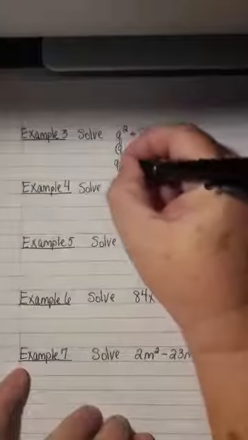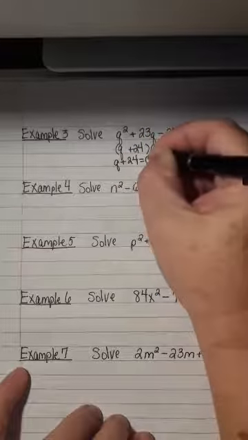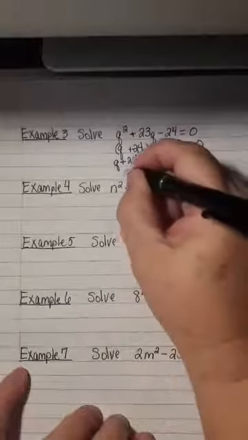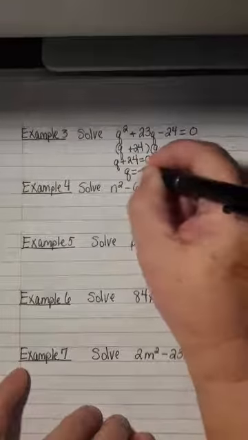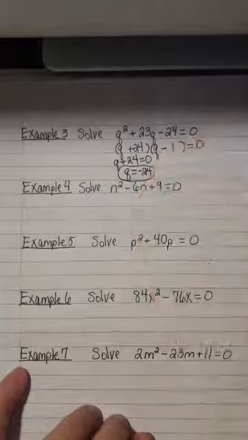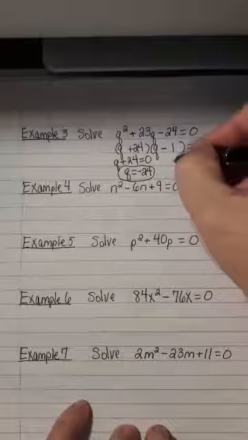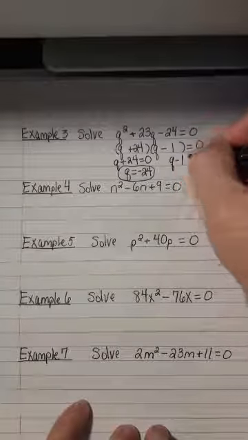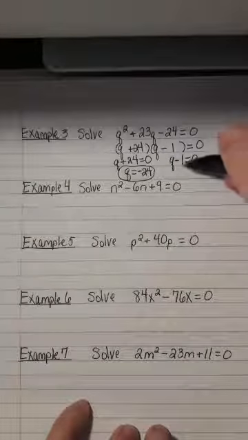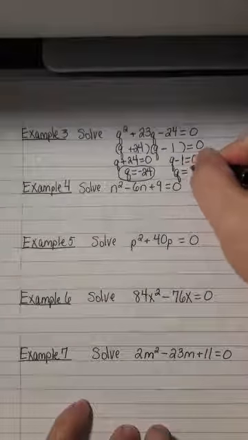So you're going to say q plus 24 equals 0. And then solve that by subtracting 24 on both sides. So you'll get q equals negative 24. And then in the other parentheses, you have q minus 1 equals 0. So now solve that equation for q by adding 1 to both sides. And you get q equals 1.